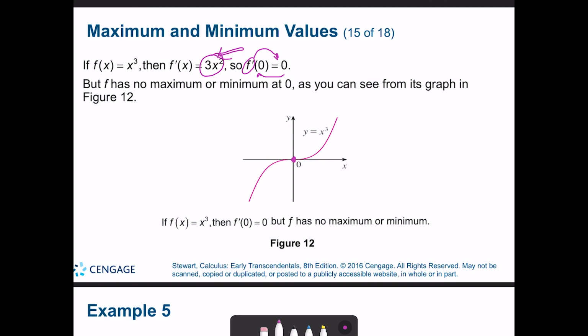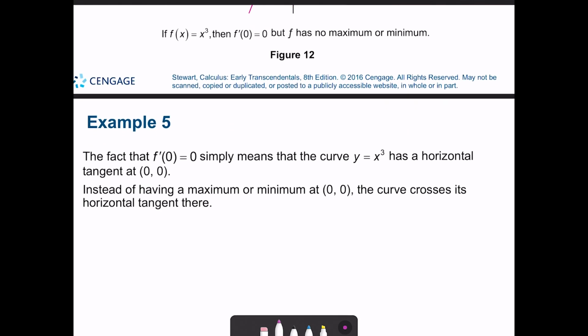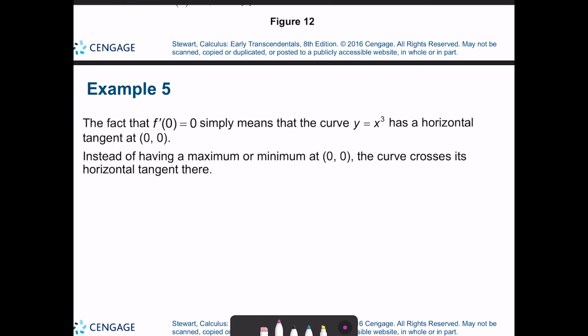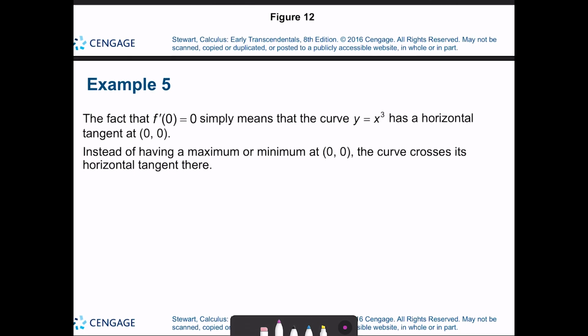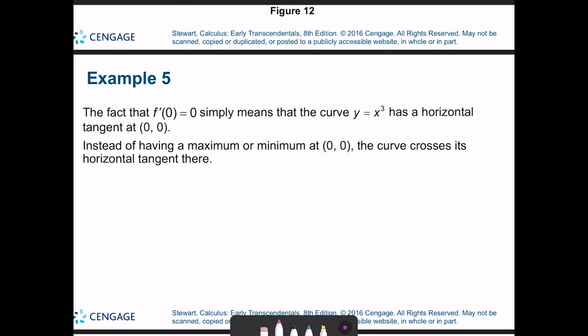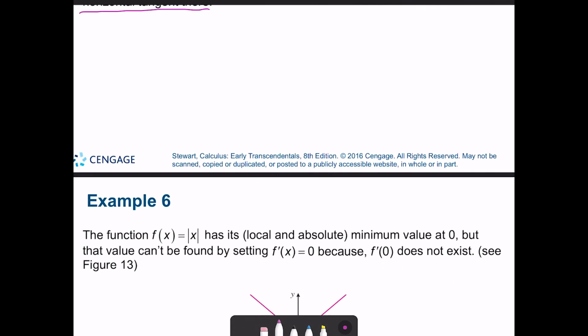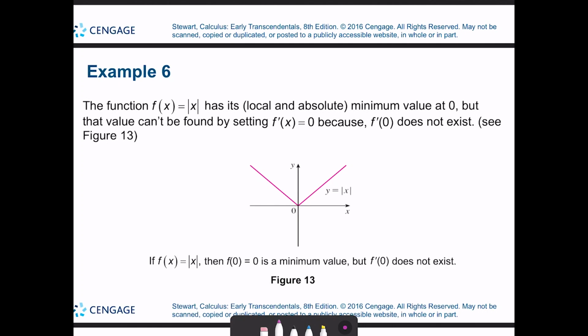It's not. So we're seeing that at some point, as we start working problems, we're going to have to be careful because it's not necessarily the case that if the first derivative is equal to 0 at a particular point, you're going to have a maximum or a minimum. In the case of y equals x to the third, the curve simply crosses its horizontal tangent line there. It does have a horizontal tangent line, but it's crossing that tangent line, which is a little unusual.